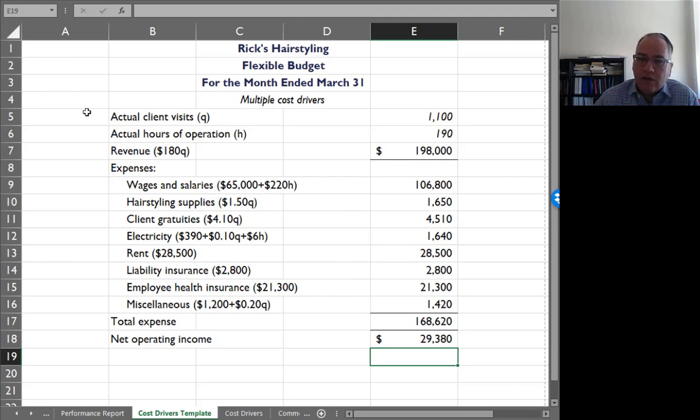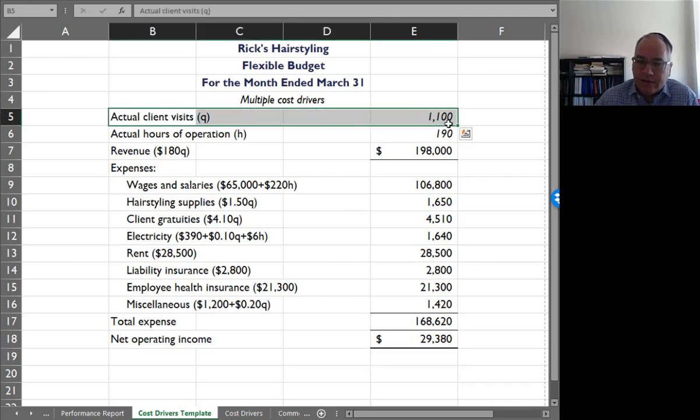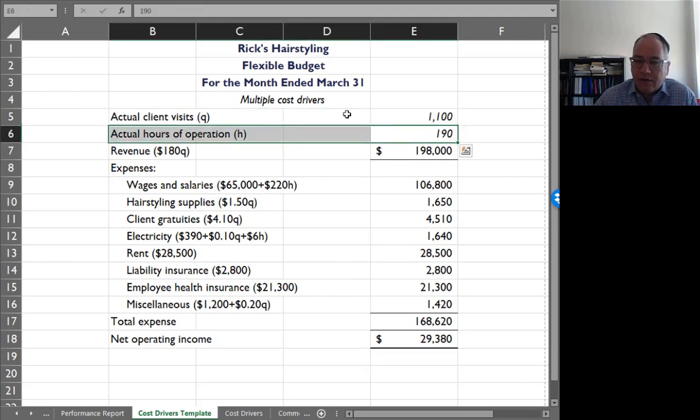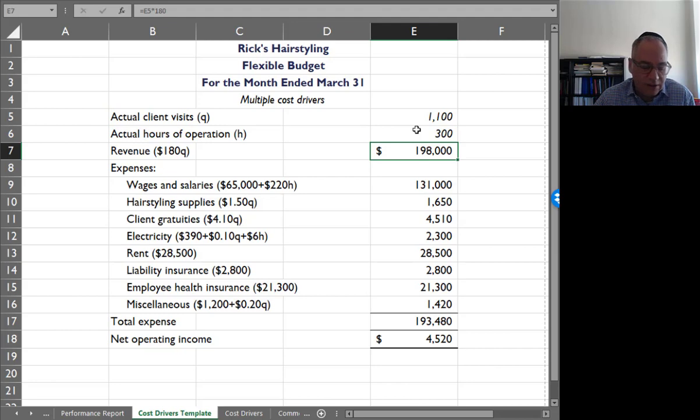So what you can do is you can adjust the actual client visits, and you can adjust the actual hours of operation. Let's see what would happen if you adjusted hours of operation to 300. See? Back to 190 again. Back to 300. Back to 190. And you could do all sorts of things, but the most important thing is you can flex your budget to the actual client visits and the actual hours of operation and get a pretty accurate flexible budget this way.